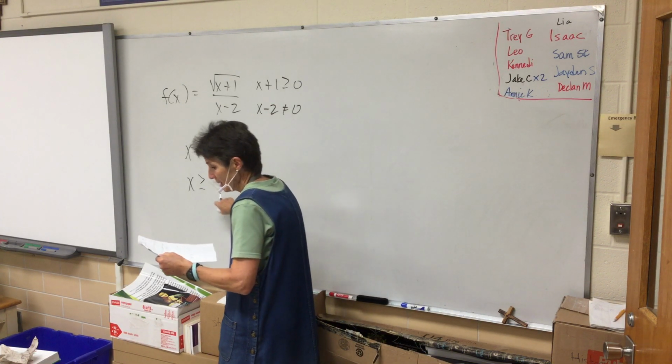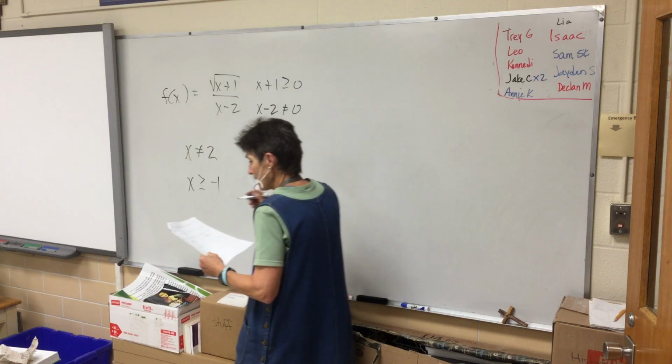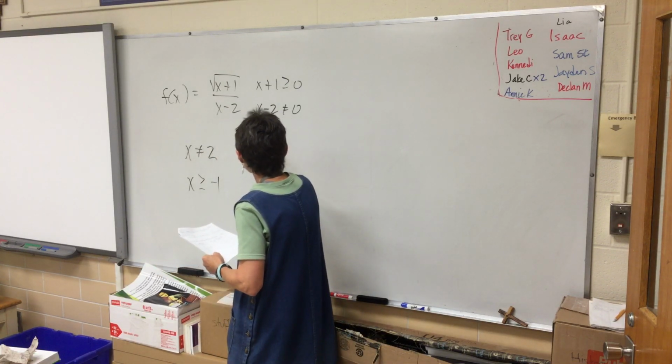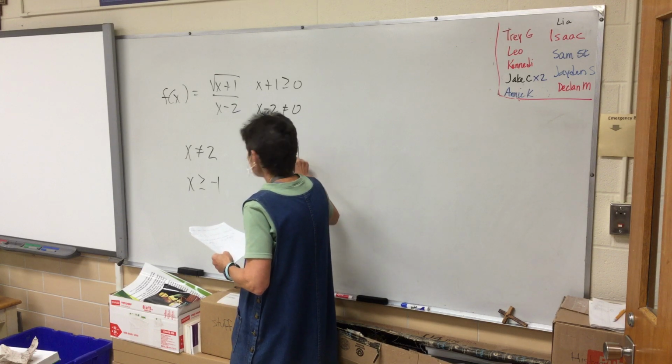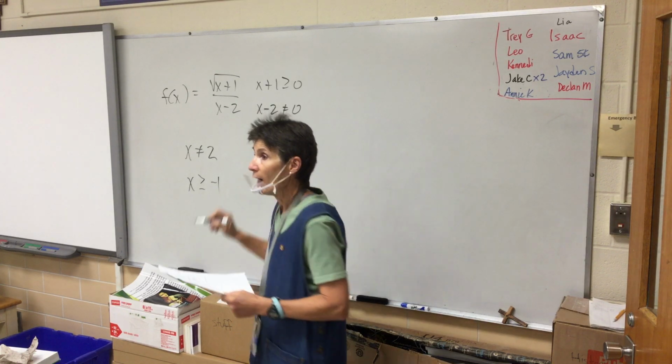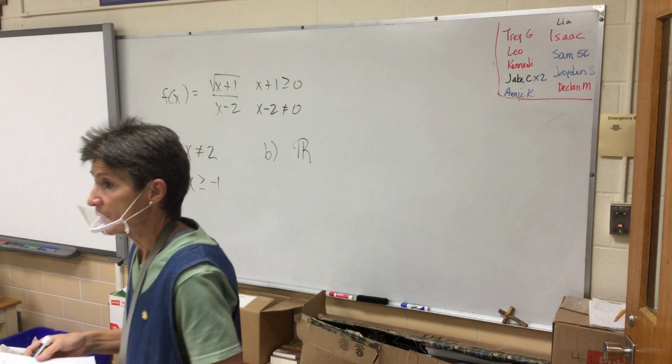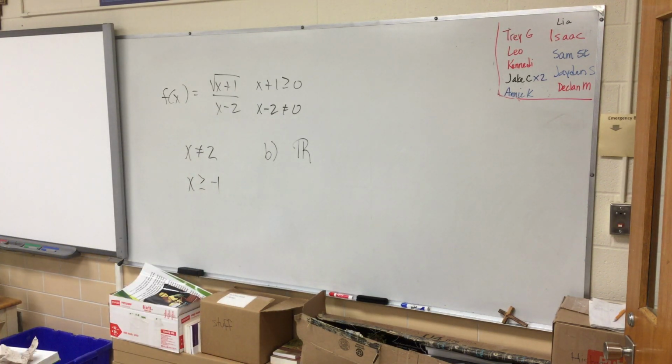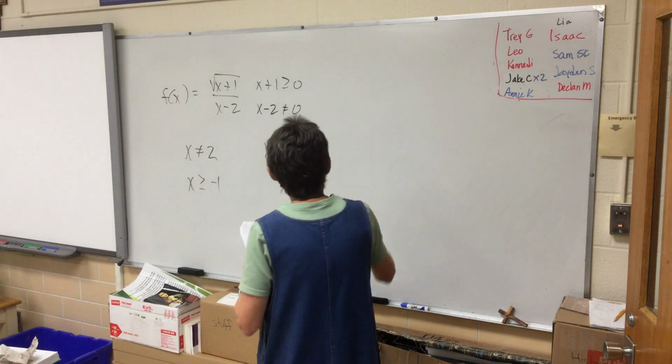Okay? Now, what about B? That was A. What about B? B is all real numbers. Why is it all real numbers? No denominator, no radical. Right? That's where I have issues. If I don't have those things, I don't have any issues. It's all real numbers. What about C?